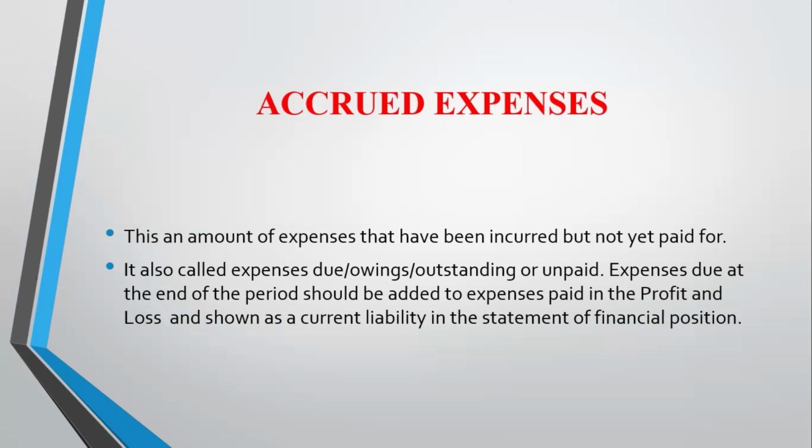So that is it. Then when we move to our statement of financial position, we treat that 200 cedis as a current liability. Since it has not been paid for, we treat it as a current liability in the statement of financial position. So that is the accrued expenses.